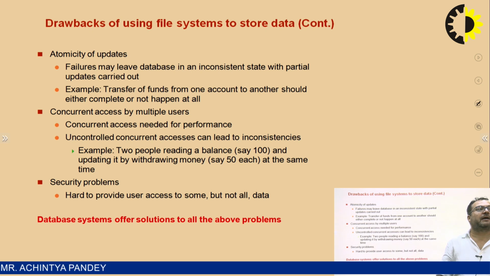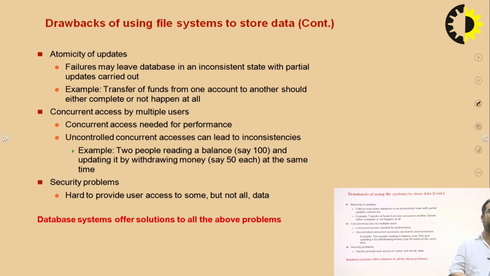Atomicity of updates. Failure may leave the database in an inconsistent state with partial updates. Atomicity of the atomic instruction. What is an atomic instruction? An atomic instruction means either the instruction executes fully or it doesn't execute.